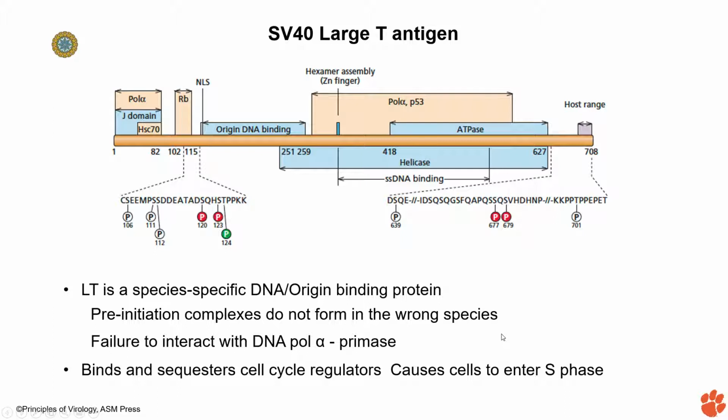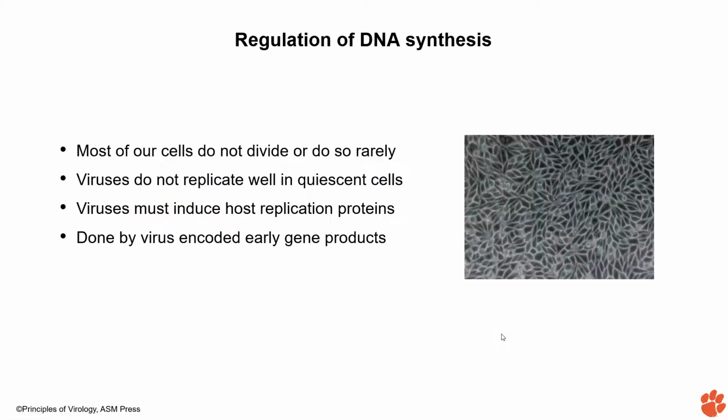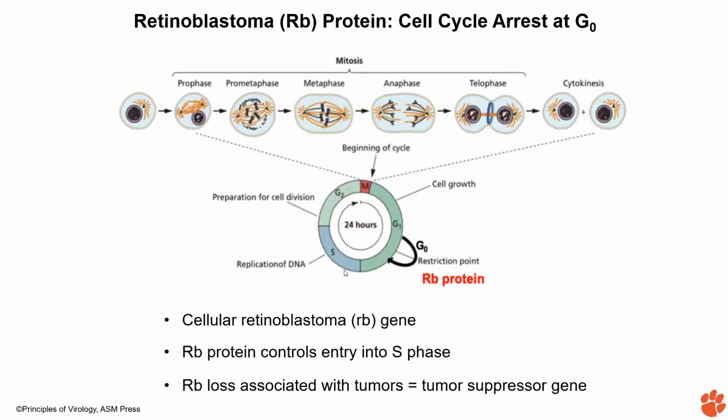All right. So those are some of the functions of the T antigen. This is what we talked about. Most of the cells do not divide, so the virus rarely replicates in quiescent cells, and the virus must induce the host replication proteins, and these are encoded by the viral early gene products. So they move the cells into the replication or cell cycle for their own aid, so that they have the replication proteins in there.